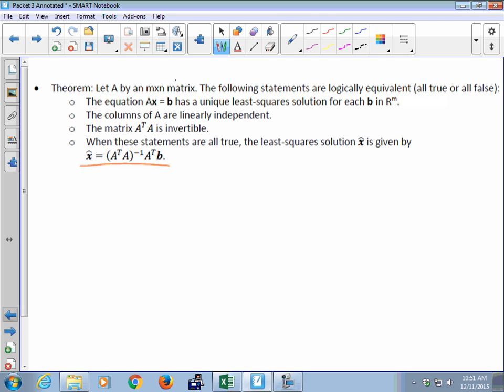A is m by n, so it's got m rows, n columns. So B should be in... this is x equals B, so this is m by n, so this has to be n by 1. So this is m by 1, no, it's m.